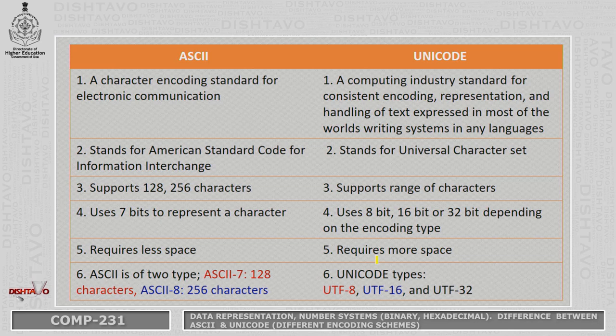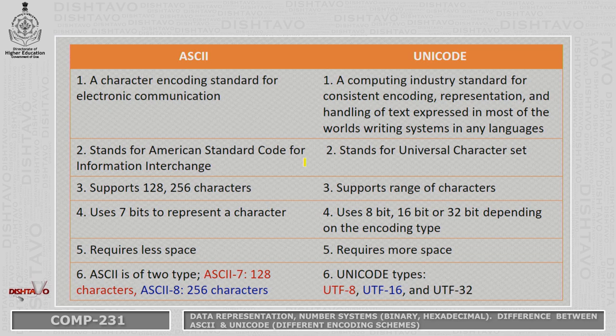So here we will see the difference between these two things, ASCII and Unicode. It is a character encoding standard for electronic communication. ASCII stands for American Standard Code for Information Interchange. It supports only 128 and 256 characters only. It uses 7 bits to represent a character, and it requires less space than Unicode. ASCII is of two types. Either it is 128 or 256 characters.